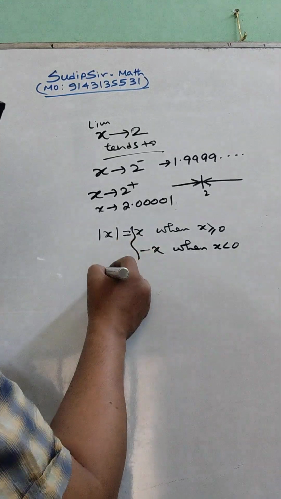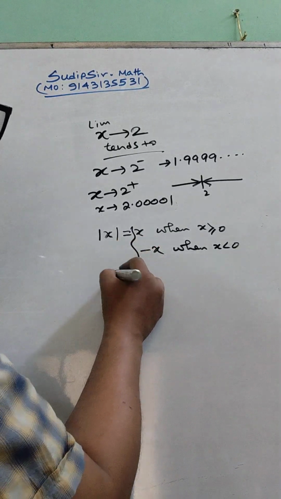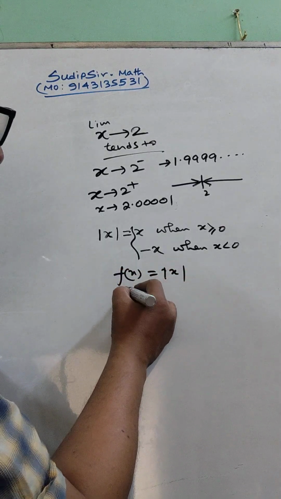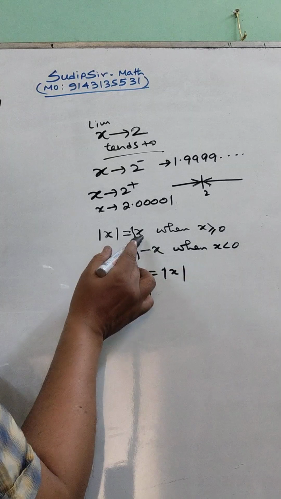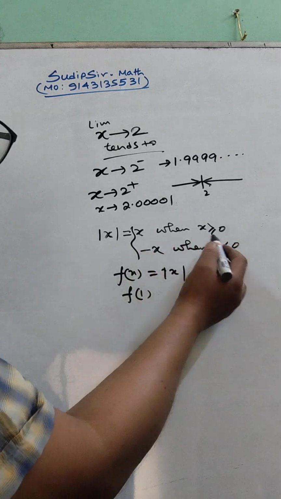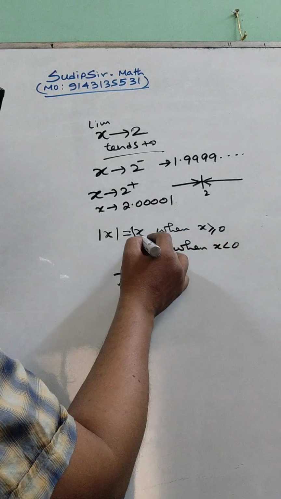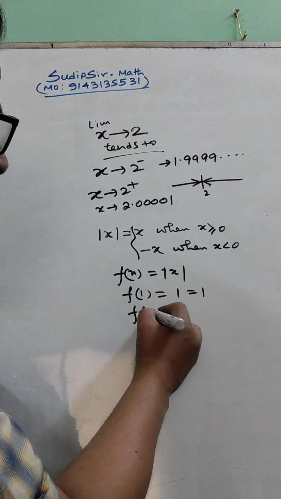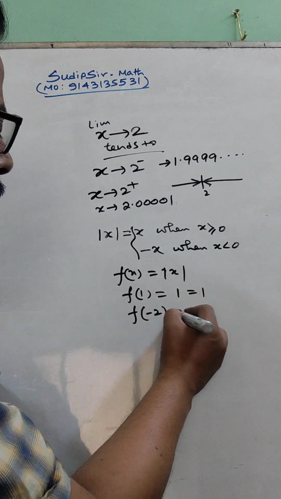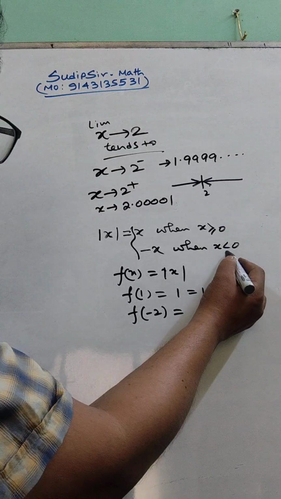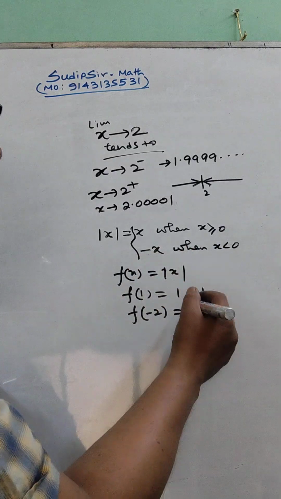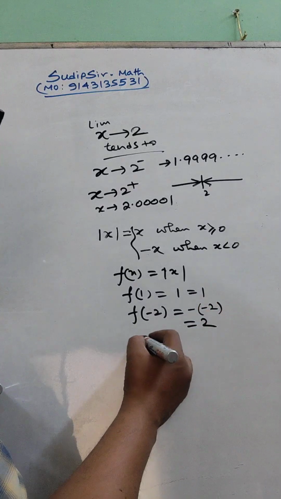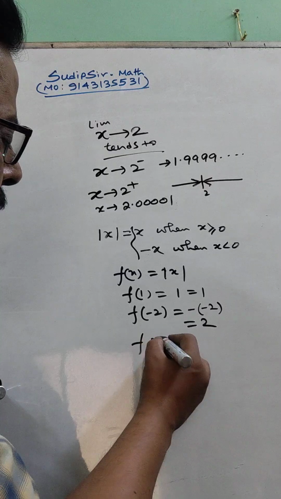Now, suppose you have to find f(x) equal to mod x. If you want to find f(1), 1 is greater than 0, so you have to take this function. That is 1. Now, if you want to find mod of minus 2, minus 2 is negative, so you have to take this, that is minus of minus 2, that is 2. Again, if you want to find f(2).